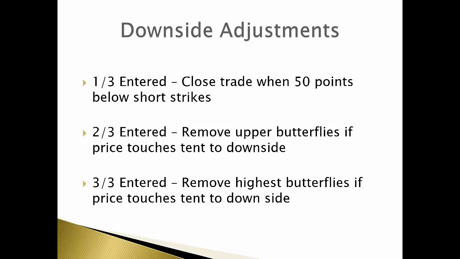For downside adjustments, if the trade's one-third entered, I'm going to close the trade when it's 50 points below my short strikes. So I put the trade on at RUT equals 1,020. My short strikes are at 1,000. If Russell hits 950, I'm out. Trade's over. If I'm 2/3 entered, I'm going to remove my upper butterflies if the price touches the tent to the downside. And again, we're going to show you examples of this. If I'm 3/3 entered, I'm going to remove my highest butterflies if the price touches the tent to the downside.